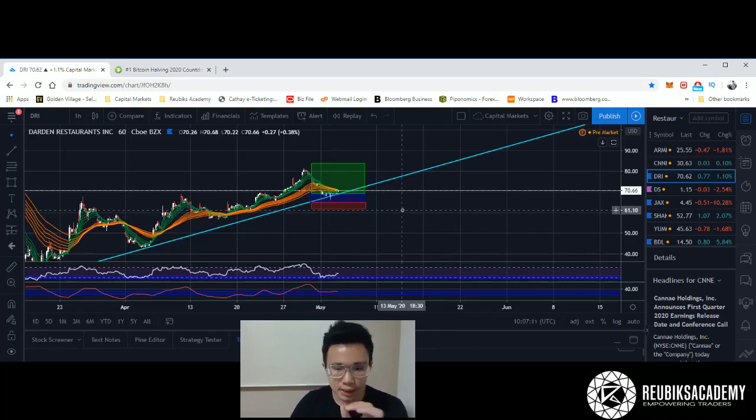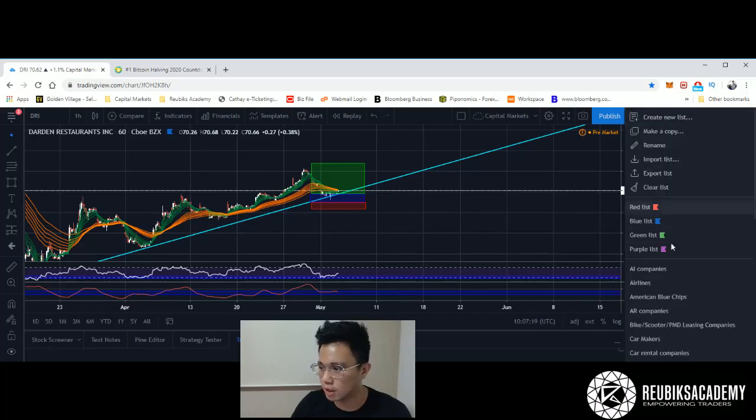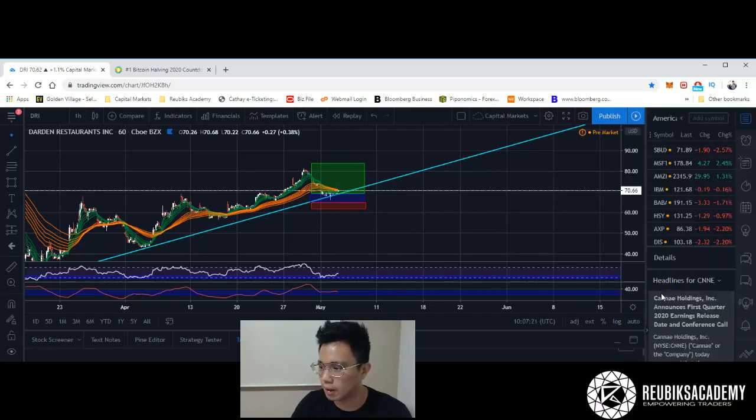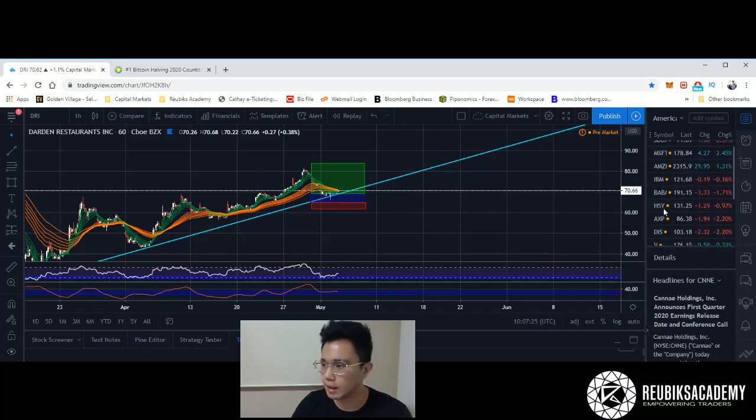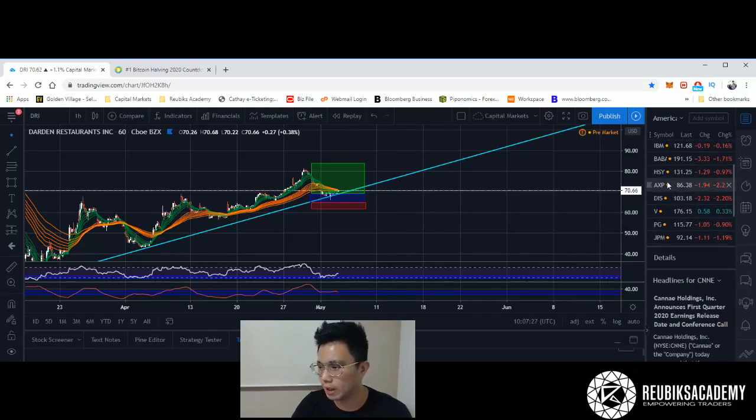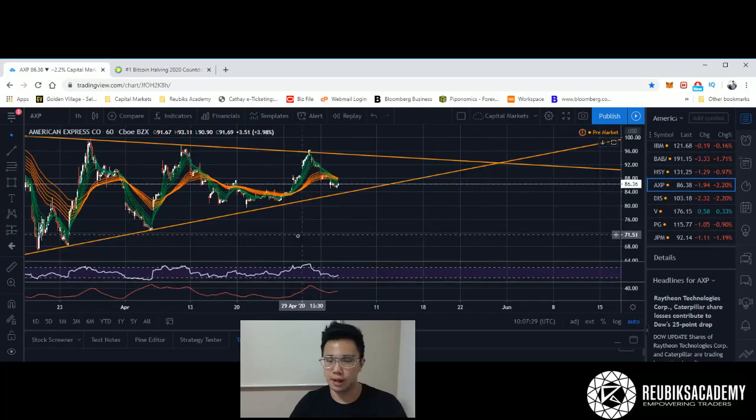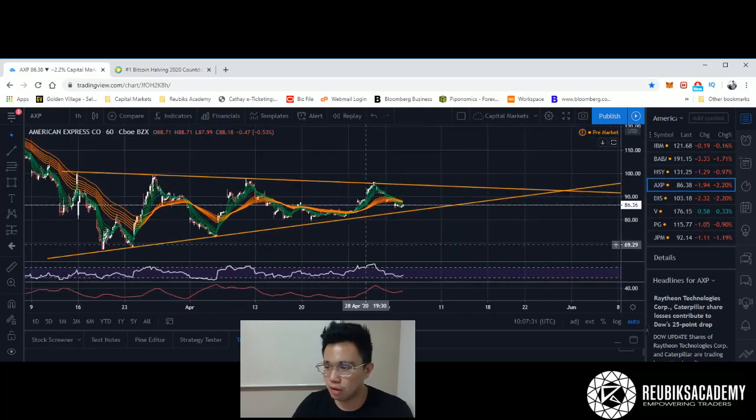Now, the other instrument that I want to go through today is also shares. The next financial instrument I want to talk about is also shares trading, but it's not dividend anymore, of course. It will be a company that we are all very familiar with, called American Express. American Express is currently trading at $86.